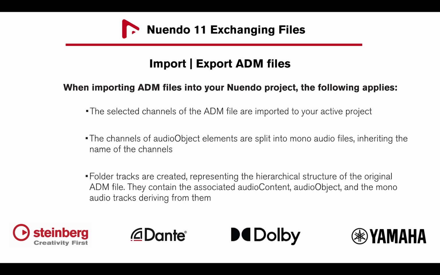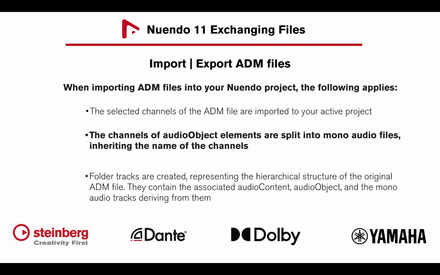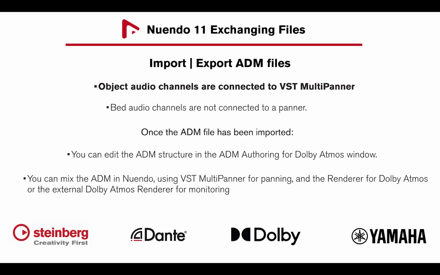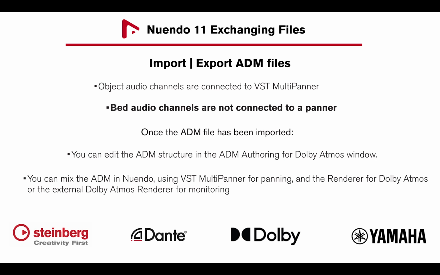Now when you import an ADM file into a new Nuendo 11 project, the following applies. The selected channels of the ADM files are imported to your active project. The channels of audio object elements are split into mono audio files with the name of the channel. Folder tracks are created representing the structure of the ADM file associated with audio content and audio objects. Object audio channels are connected to the VST MultiPanner, and bed audio channels are not connected to a panner.